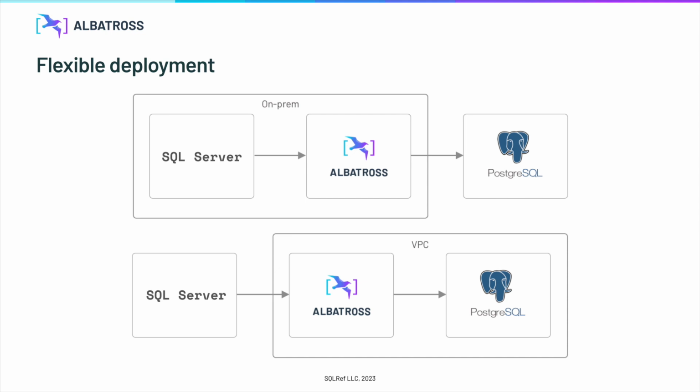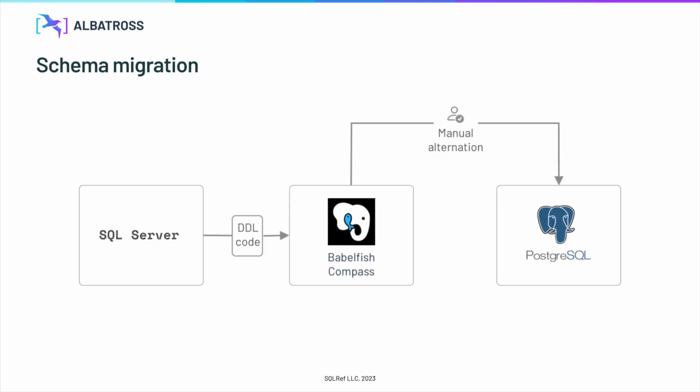First, you must deploy a computer running Albatross. It's best to run it on a Windows host, but it can actually run on any operating system. You can also deploy it anywhere, so it's possible to run it on-prem to migrate to the cloud, or run it on a cloud-based VPC to migrate providers.